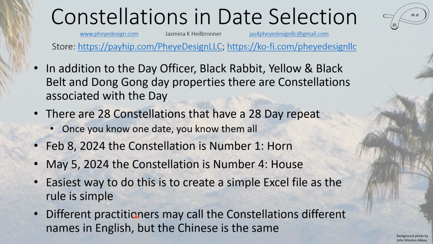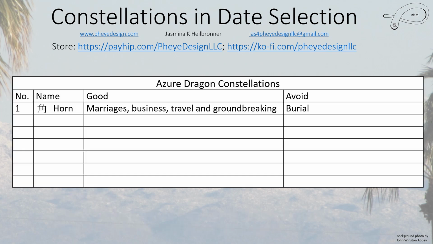Now, different practitioners often call the constellations by different names in English, but the Chinese is the same. Now, the Chinese I'm going to show you is sort of the simplified version. There's usually 2 or 3 characters associated with the constellation, but there's one main character, and that's the one I'm showing you.